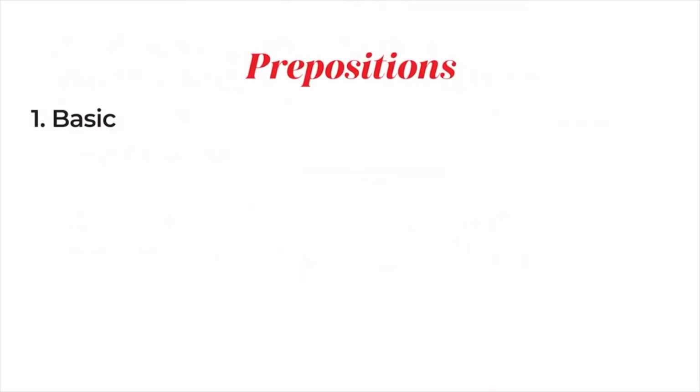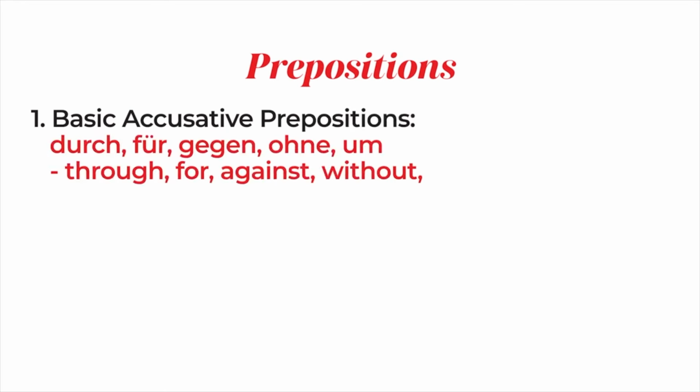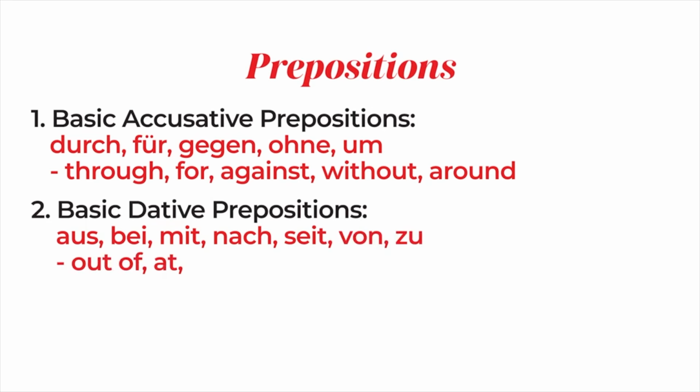Prepositions. Just the accusative prepositions durch, für, gegen, ohne, and um: through, for, against, without, and around. And the basic dative prepositions aus, bei, mit, nach, seit, von, and zu. Notice I skipped over außer. Out of, at, with, after, since, from, and to.